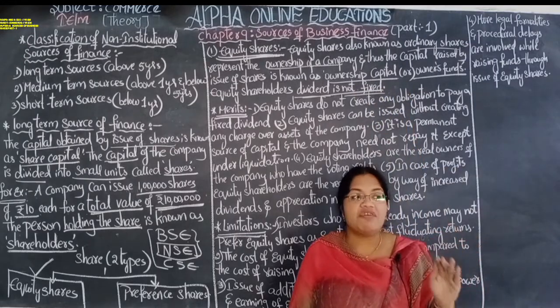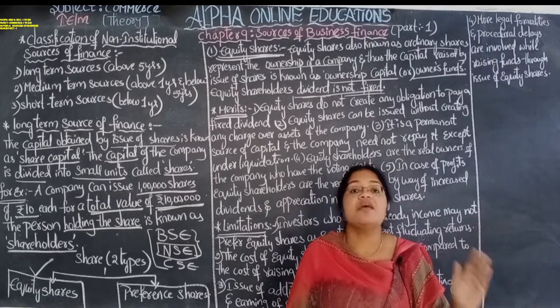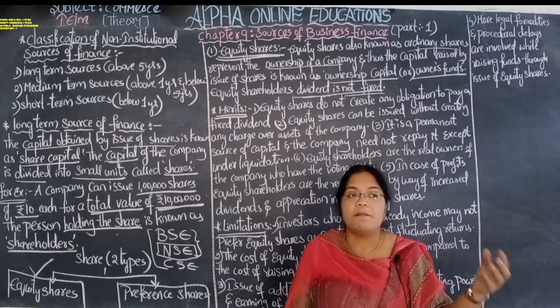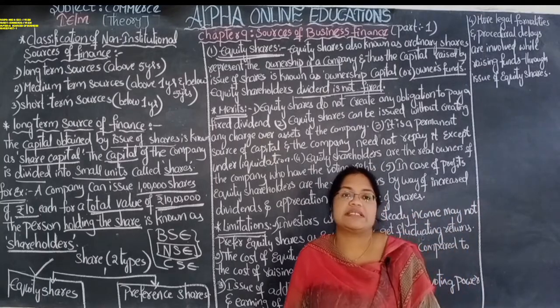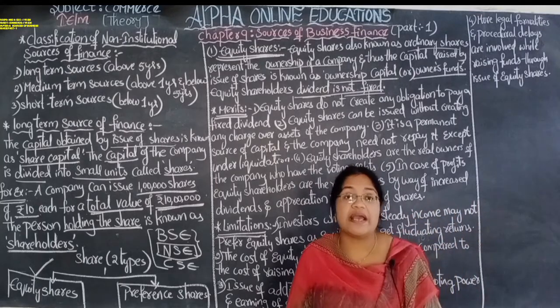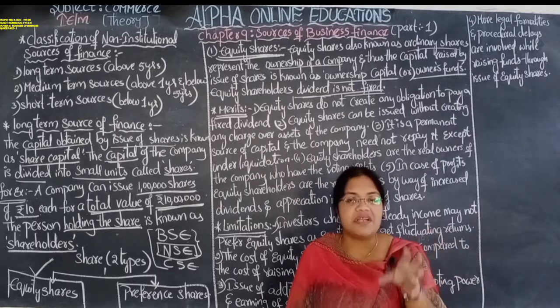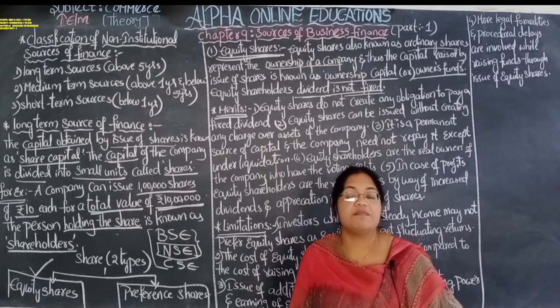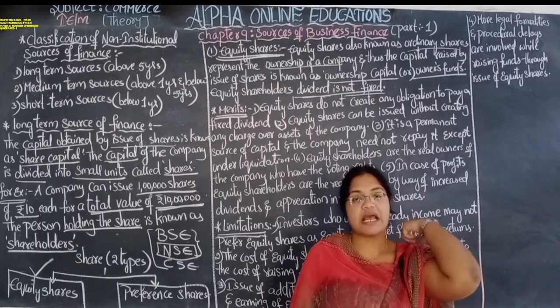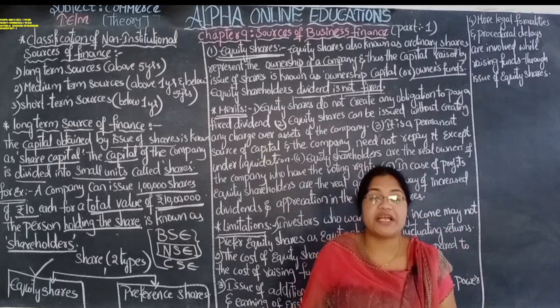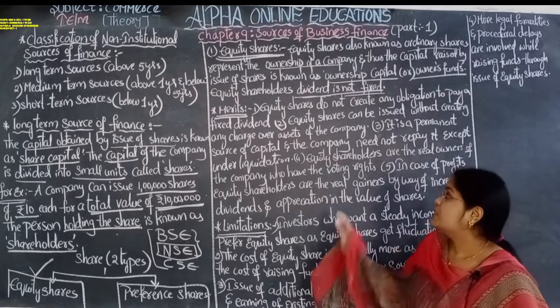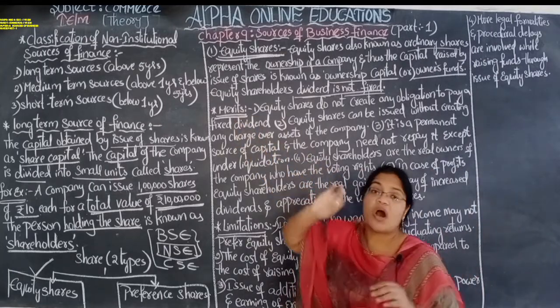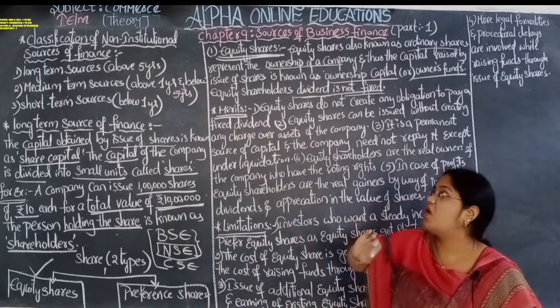The equity shareholders' dividend is not fixed because they are the owners. They have to bear the losses and they take the excess profits, so the dividend is not at all fixed. Whatever income they get from the equity shares is not a fixed income. So merits ante advantages, merits means advantages.